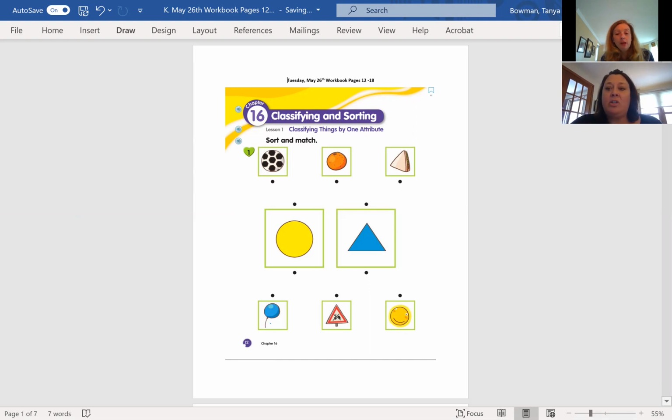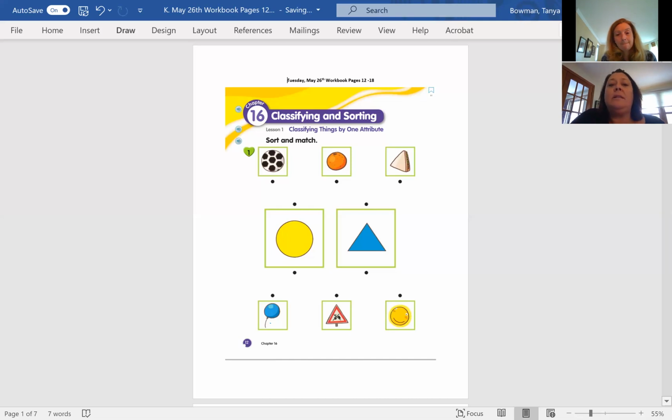All right, on page 12, in the middle here, you will see there is a circle and there is a triangle, okay? If I look at my objects, a soccer ball, an orange, a sandwich, a balloon, a street sign, and the sunshine, I can see that they're all different colors. So today I'm not going to be sorting on this page by colors, but I am going to be sorting by shape. So I'm going to sort by circle and triangle. When we talked in school, we had talked about how all things around us are made of shapes.